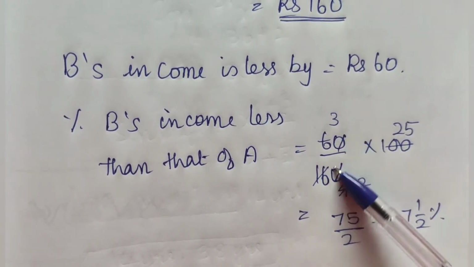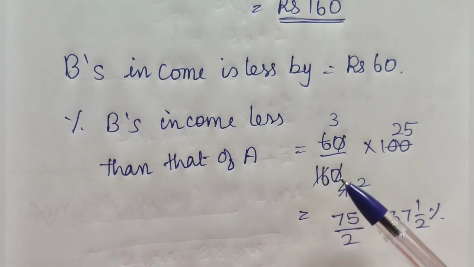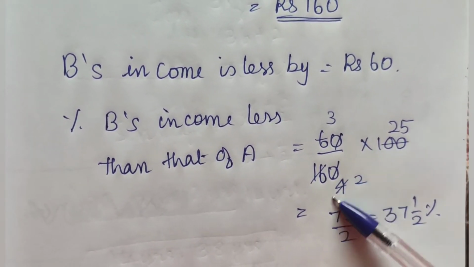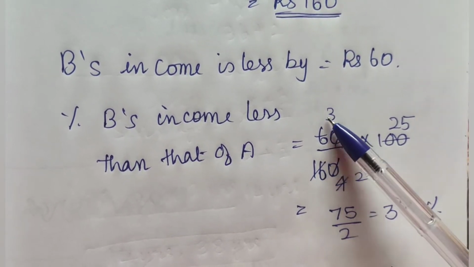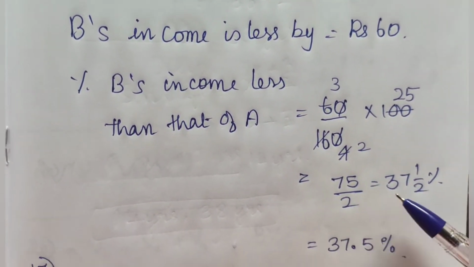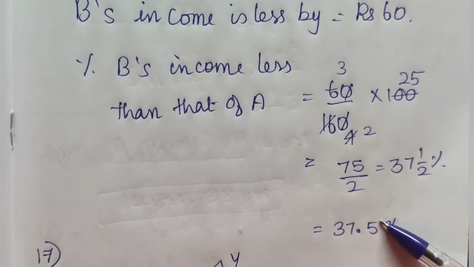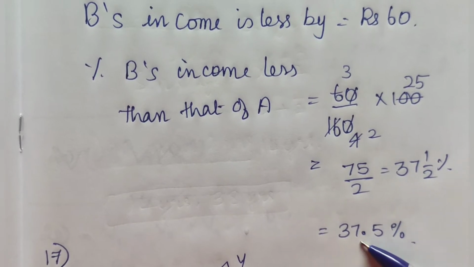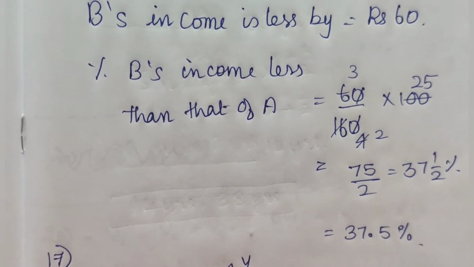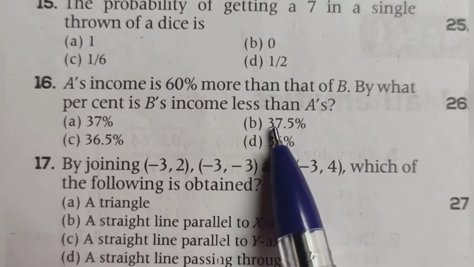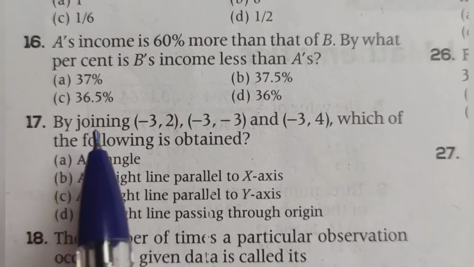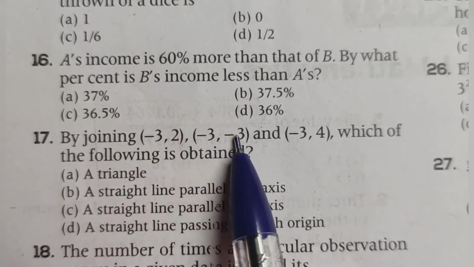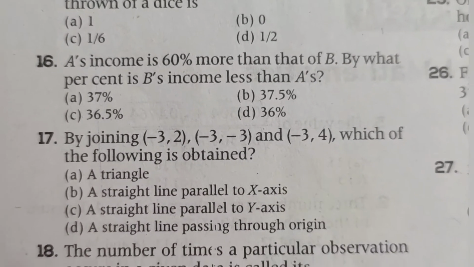On cancelling, the zeros cancel, 4 goes 4 times, 4 goes 25 times. Now 2 goes 2 times, 2 goes 3 times, 3 into 25, 75 by 2 is equal to 37 and 1 by 2 percentage. So we can say B's income is less than A by 37.5 percentage. Option B, 37.5 percentage.